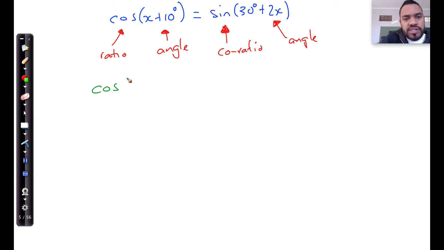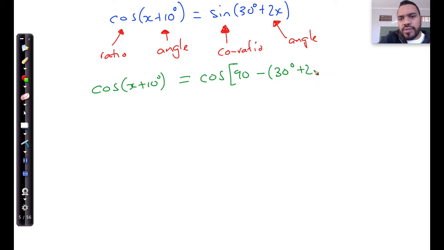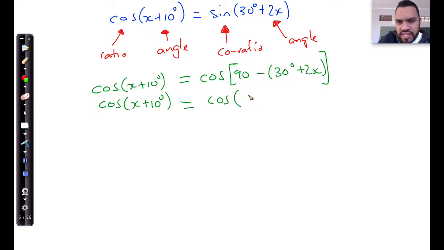So I've got cos of x plus 10 degrees is equal to cos, and that's in the first quadrant, right? So you're going to say it's 90 degrees minus this angle over here of 30 degrees plus 2x. And why can you do that? That's co-functions, people. That's co-functions. So all we do is we say this is equal to cos of x plus 10 degrees. And that's going to give us cos of 90 minus 30. Well, that's just going to be 60 degrees, right? Minus times the 2x, so it's negative 2x.